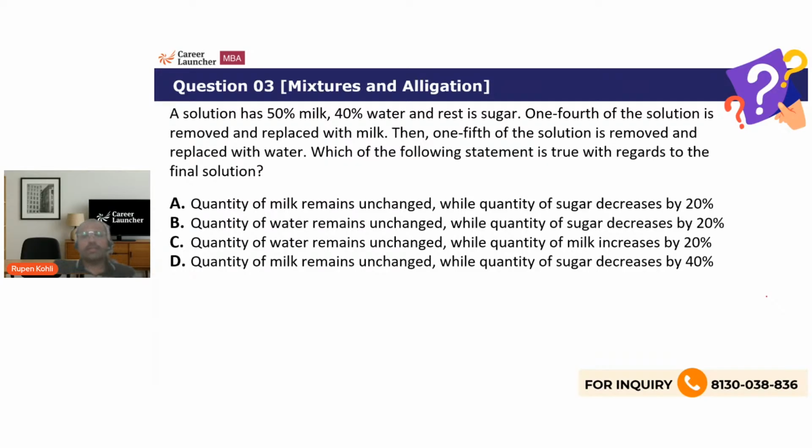Now, this question is basically about removal and replacement. Let me discuss the core idea of this question. Whenever there is a solution of anything, let's say milk and water, and there is some milk, there is some water, and there is some initial volume, let's say 100 liters, and we take out 20 liters of the solution and we pour back 20 liters of water. So this is called removal and replacement, removing some part and replacing it with one of the two things.